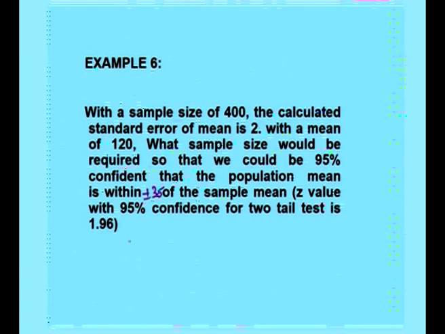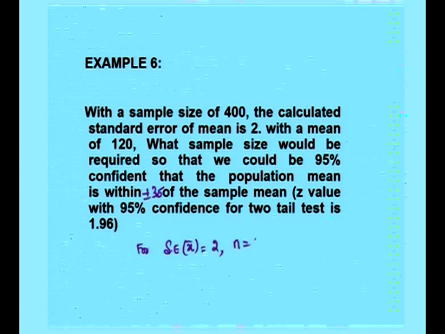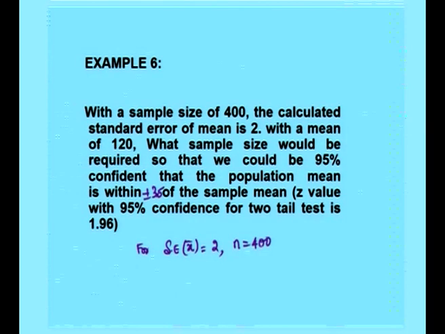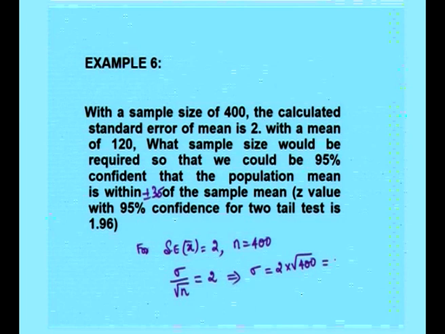Okay. First, the given information is for the standard error of x bar, which is equal to 2, and n is equal to 400. Using this we have to find out the population standard deviation. As the standard error of x bar is given by the formula sigma by root n is equal to 2, and n is 400, therefore sigma is equal to 2 into root of 400. 2 into root of 400 is 40.